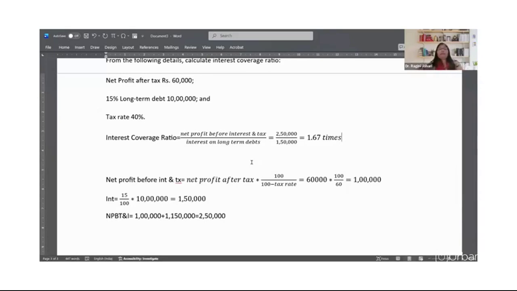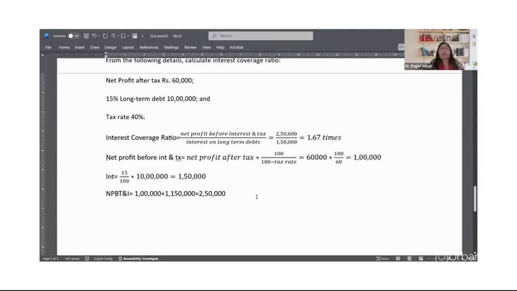Thus, we can say that the interest on long-term debts has a coverage of 1.67 times from the net profit before interest and taxes. All right.